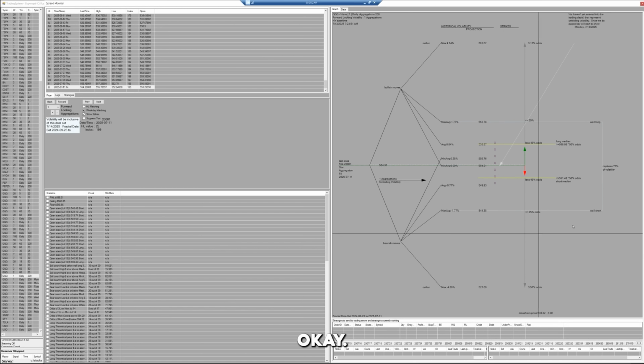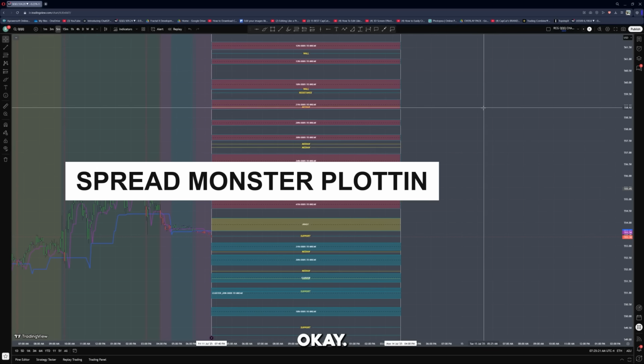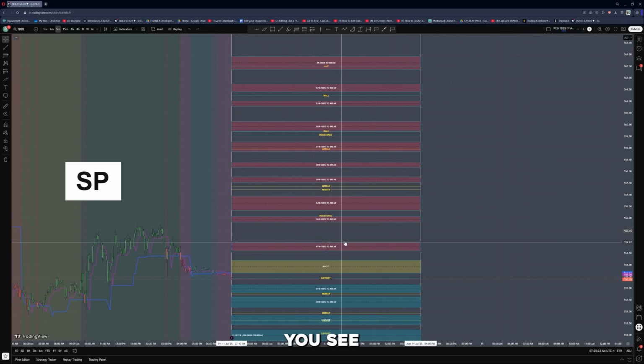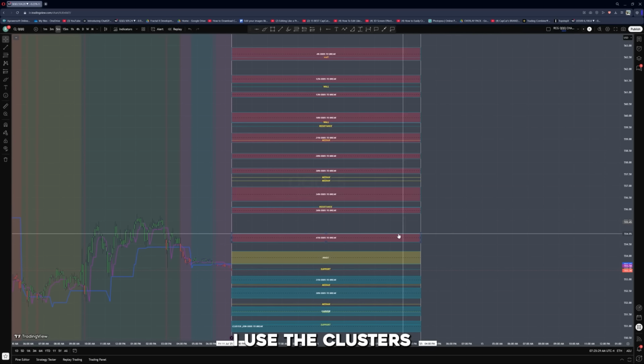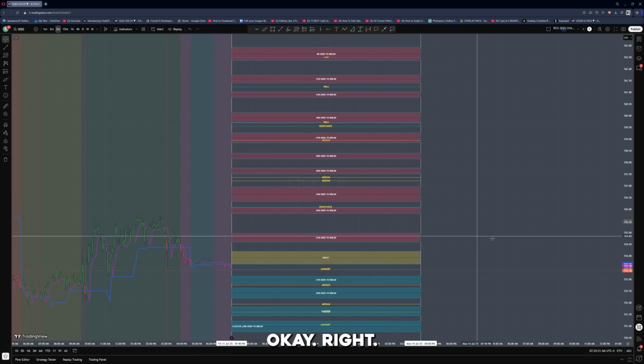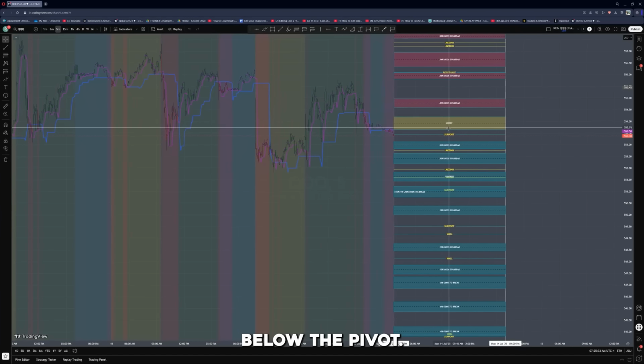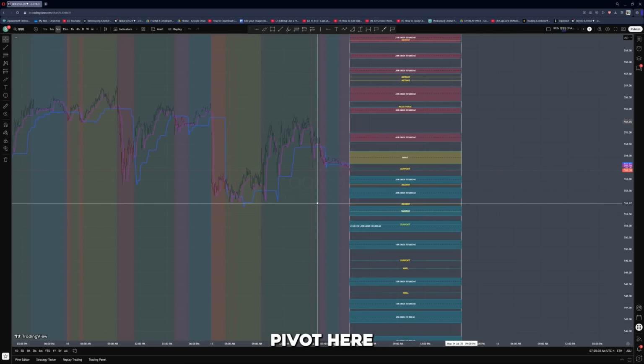It's going to make a lot more sense that way. So here I have my chart. Wherever you see these red boxes, that is the resistance. Now how did this resistance form? I used the clusters, right? And same is for below the pivot. Now what is my pivot here? I use the dead zone as my pivot.